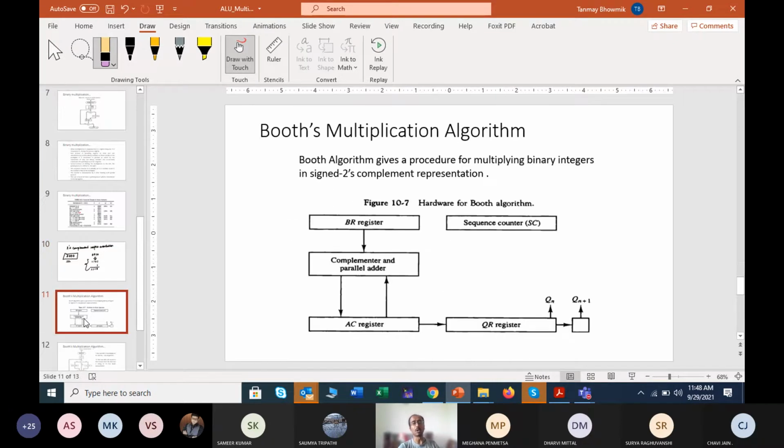So in the register configuration of Booth's multiplication algorithm, the first thing we should keep in mind is that there you will find no separate sign bit, right? You can see there is no separate sign bit here, which existed in the signed number representation, multiplication format or addition format, whatever it may be. Here no separate sign bit is there, right? So all the numbers will be stored in the BR register, and all the numbers will be stored in the QR register.